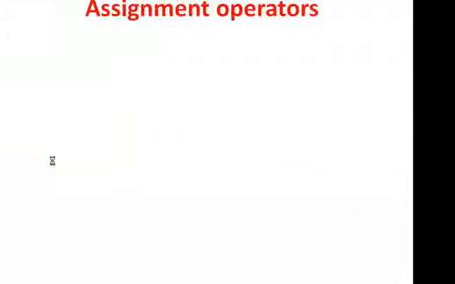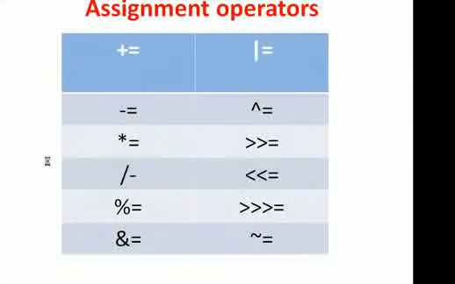And the last section is the assignment operators. Whatever operators we have seen, you can see them here combined with an equals sign. It is just to calculate the result and assign it to the variable that is being used. So all these are assignment operators.